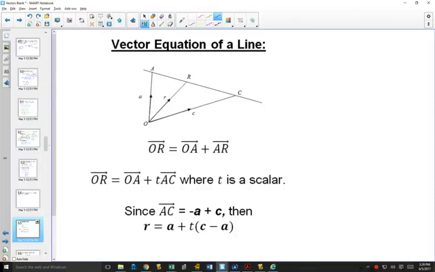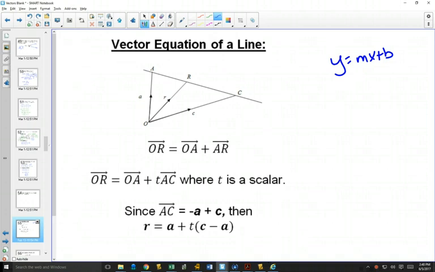So we are going to redefine stuff that you did in grade 10. You remember equations of a line, y equals mx plus b? Of course you do. So m was your slope and b was your y-intercept, and that made an equation of a line. And you could write this in many different forms. Now we're going to do the same thing, but use vectors.